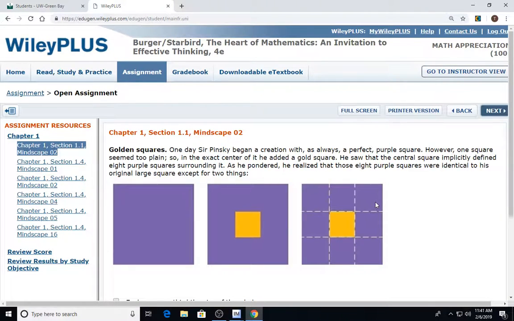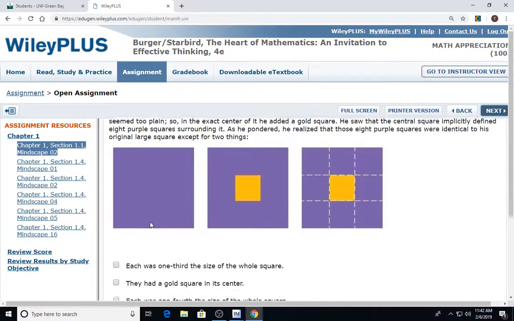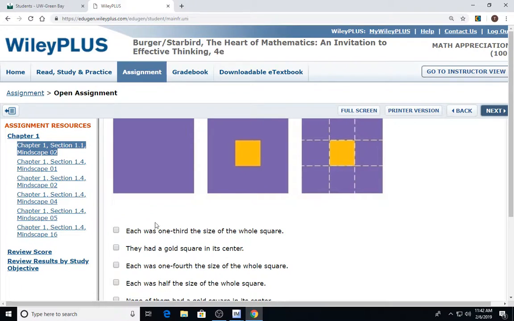One day, Sierpinski began a creation with, as always, a perfect purple square. However, one square seemed too plain, so in the exact center of it, he added a gold square. He saw that the central square implicitly defined 8 purple squares surrounding it. So you see, with the yellow in the middle, now there's 8 purple squares that look like this first square, only smaller. As he pondered, he realized that those 8 purple squares were identical to the original large square except for 2 things. Let's see.